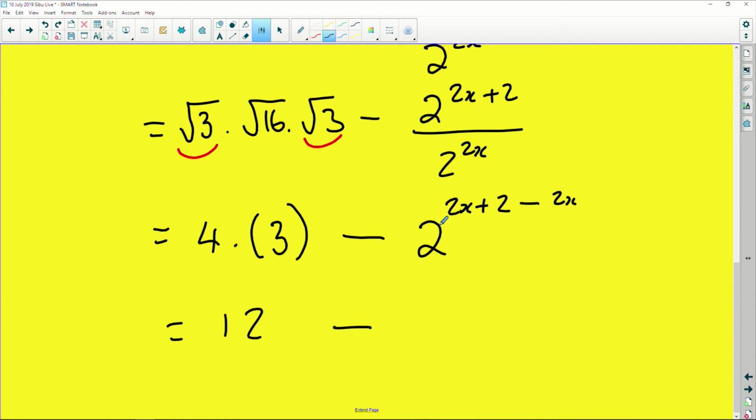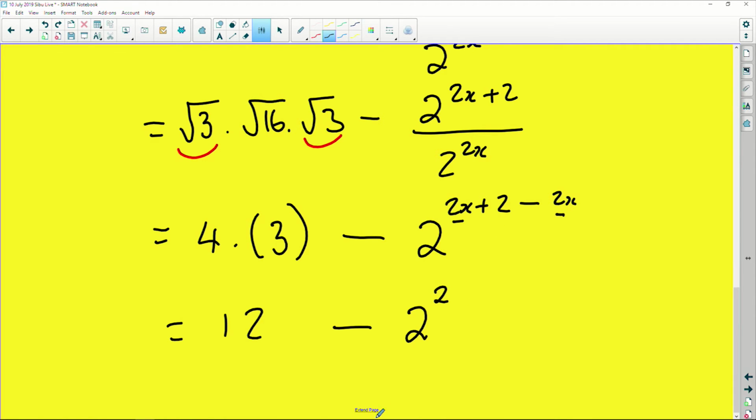Now, when you look at what you're currently dealing with here, you've got 2 to the power of x plus 2 minus 2x. The like terms, guys, 2x is friend with 2x. 2 minus 2 will just simply give you a 0 here. So we end up with just a positive 2 that we are currently dealing with right there.